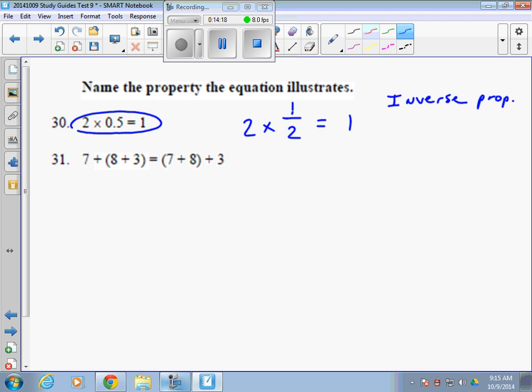7 plus 8 plus 3 equals 7 plus 8 plus 3. Notice where your parentheses are on the first side or the left side. It's around 8 plus 3. Then notice where they are on the right side. It's around 7 plus 8. Nothing else changes except the grouping or the association of the numbers. So this is the associative property of addition.